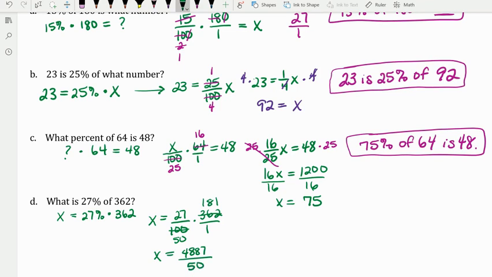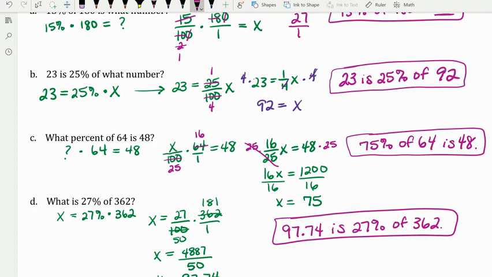And this one's a decimal. So we get x equals 97.74. And I'm not rounding that. That's just what the decimal was. So sometimes you can get a decimal answer on these. So we'd say 97.74 is 27% of 362.